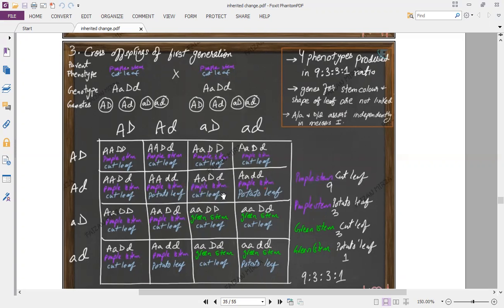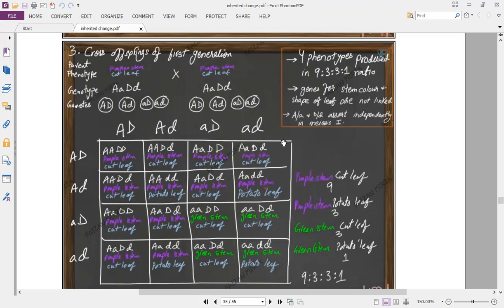And then when you count purple stem and potato leaves together, they will be coming out to be 3. Then when you count the green stem and cut leaf, again, they will be coming out to 3. And the green stem, potato leaf, this last one will be only 1. So the ratio of 4 different possibilities coming together will be 9 is to 3 is to 3 is to 1. If you're getting this ratio, this means that the two genes which you are discussing, capital A small a and capital D small d, sort independently in meiosis 1, and the genes of stem color and shape of leaf are not linked together.